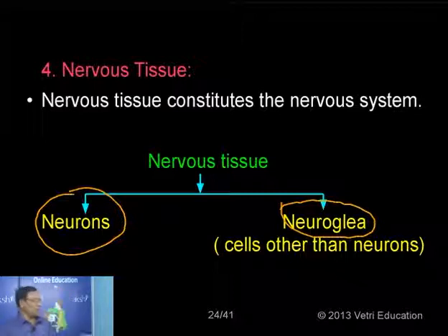So we have only this neuron. Suppose the brain is carried with 1 billion neurons. Okay?